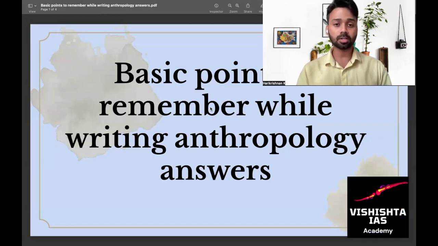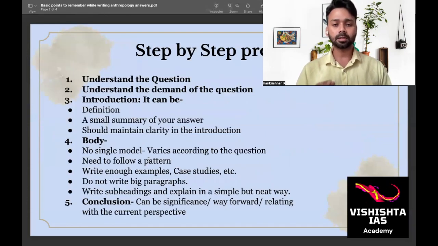Make notes in such a way that they have a good introduction, a body, and a conclusion, along with value addition material such as examples and case studies. These are all the things you need to know before starting your answer writing. When you are writing answers, there is a process that has to be followed. The answer itself should be divided into introduction, body, and conclusion.